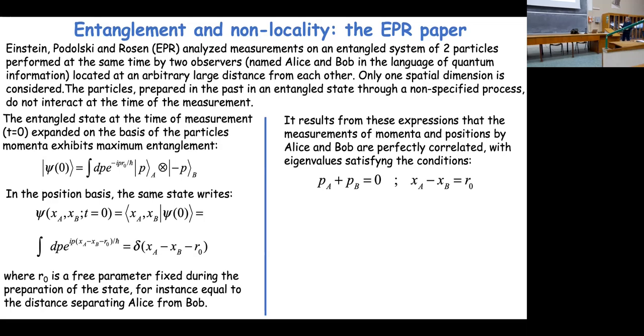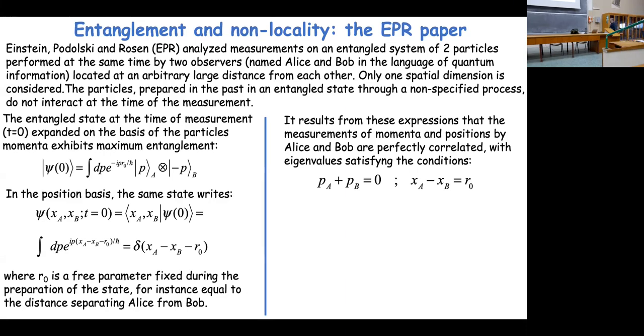First of all, it means that you can measure with precision. You have an infinite precision on PA plus PB and XA minus XB. It means that you can measure simultaneously the sum of the momenta and the difference of the positions. So this means that the sum of the momenta and the difference of the positions should commute. And indeed, it is the case.